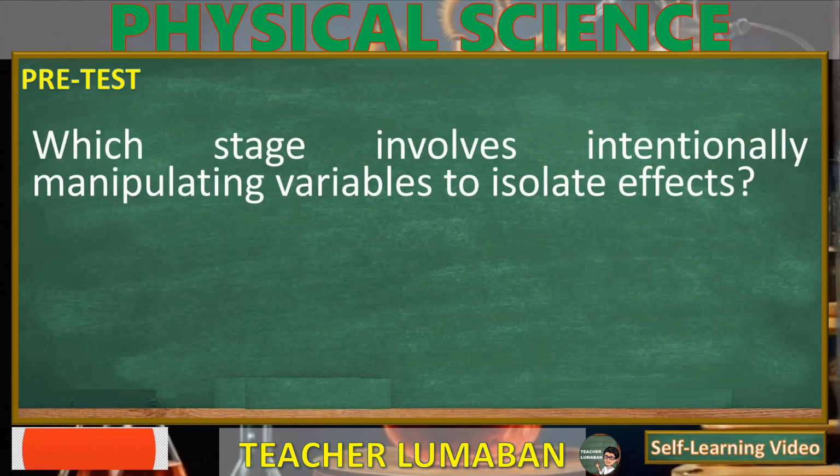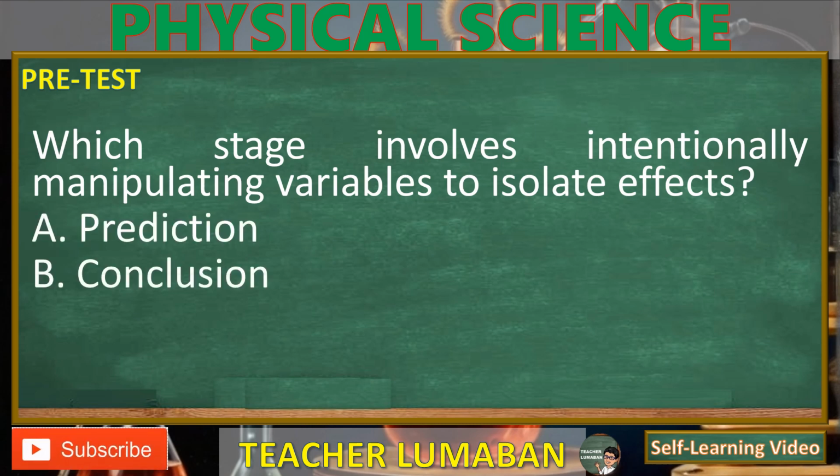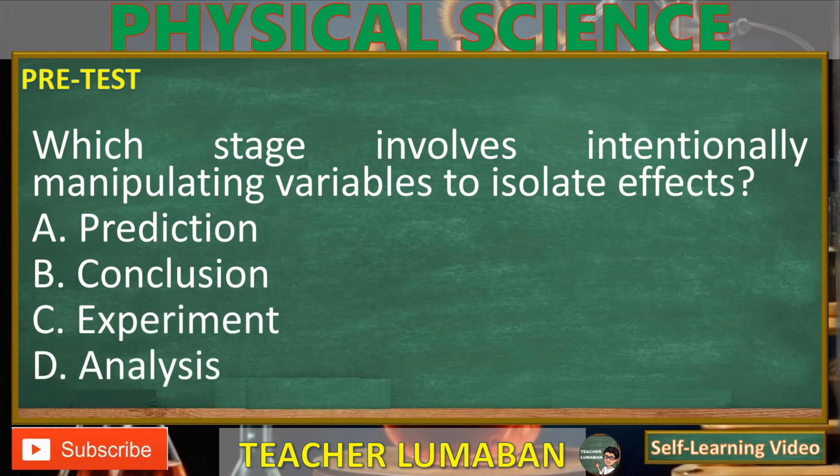Which stage involves intentionally manipulating variables to isolate effects? A. Prediction. B. Conclusion. C. Experiment. D. Analysis.